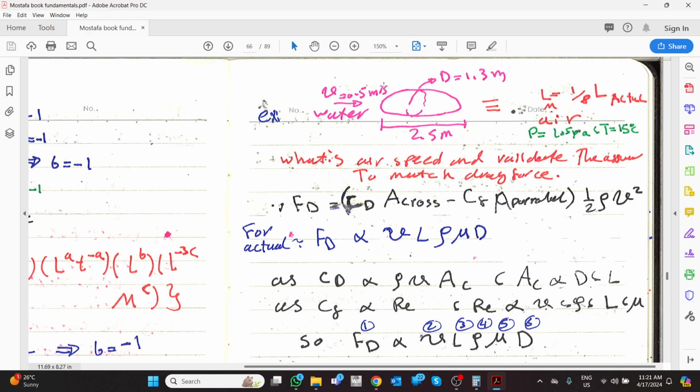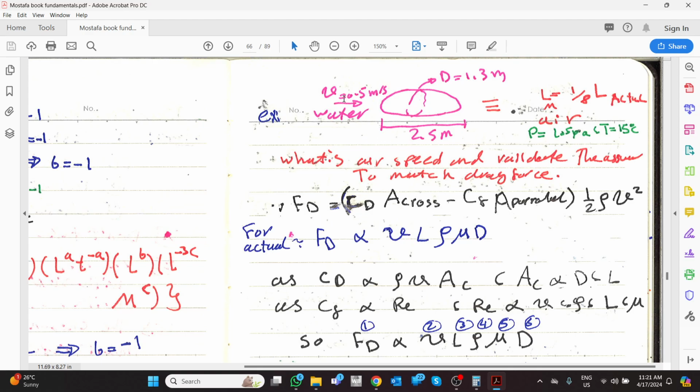Okay. Remember, in the dimensionless analysis, I can change the water to air, but I need to take into account the viscosity and density change from water to air and its effect on the drag force, which is a dynamic analysis. The velocity is going to be changed because of the kinematic analysis and the physical analysis itself, the physical similarity. Okay.